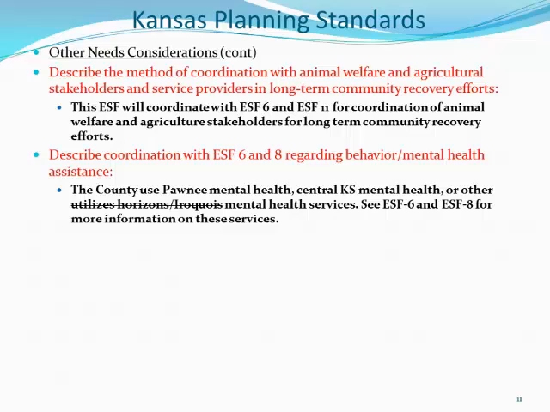You're going to have to define how you do that in your organization and looking at the long-term recovery of your community. The next item that we look at is describe coordination with ESF 6 and ESF 8 regarding behavior and mental health assistance. And so here I have, it looks like it was from another county, Pawnee County, that I have this one. Your county is going to use, hopefully, either your county or regional mental health center if you have one. And then you're going to look at first your local and then your region, and then if your region's unable to do it, you're going to look at what the state may have to offer.